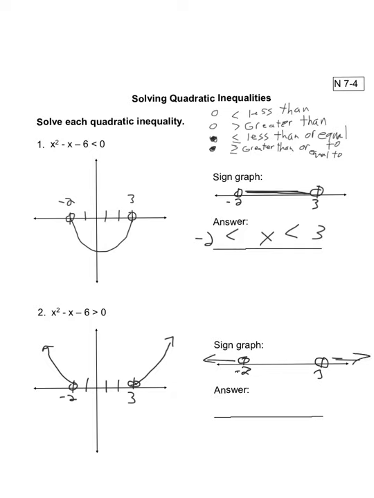Now, when I shade it out, I notice I got two separate graphs. One of them would be x is less than negative 2, or the other one is x is greater than 3. Okay, number 3.